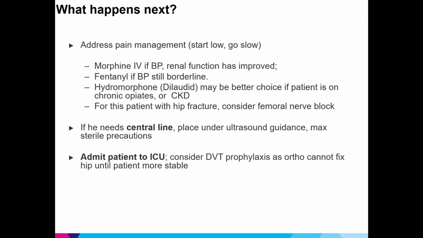You also want to address the pain and remember the mantra in geriatrics: start low and go slow. So opioids such as morphine, if his blood pressure can tolerate and if the renal function is improved, but alternatives such as fentanyl or hydromorphone may also be considered, especially if the patient has been on chronic opioids or has longstanding chronic kidney disease. For a patient with a hip fracture, consider a femoral nerve block.